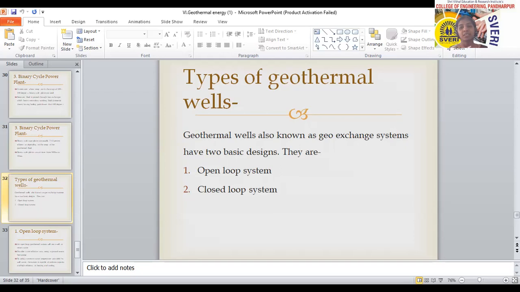Depends on the application. So after utilizing that water, it is not again returned back to the geothermal system. That water is utilized for another purpose only.